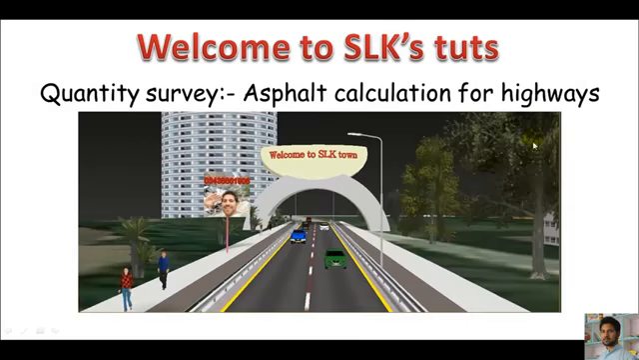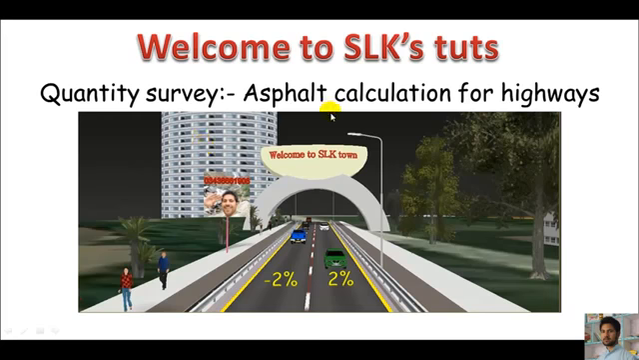Say this one. This highway is just modeled by SLK and this just leads to SLK town. Just look, for an asphalt calculation of this highway, you just need the breadth or width of this highway, the length of highway, with the thickness of highway. And of course, you must have a little knowledge about cambers, which is just slope in the transverse direction.